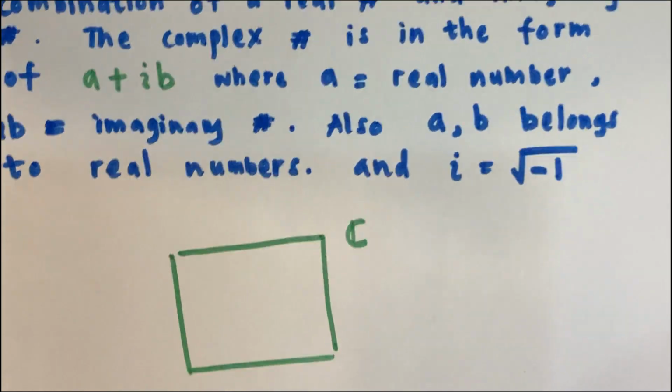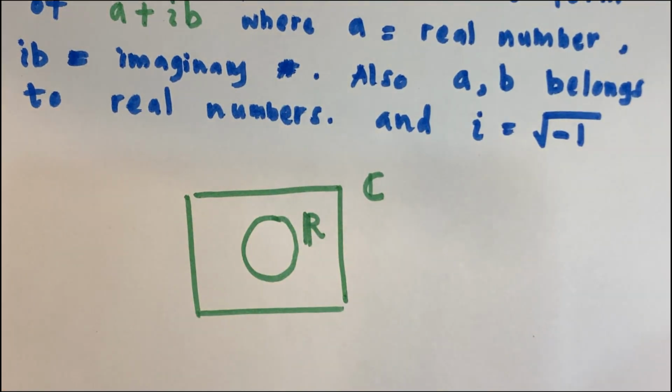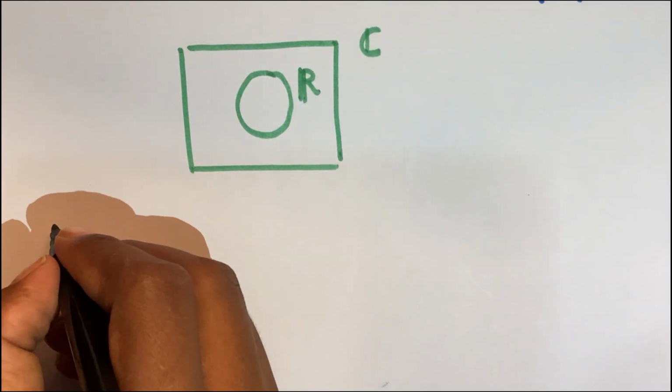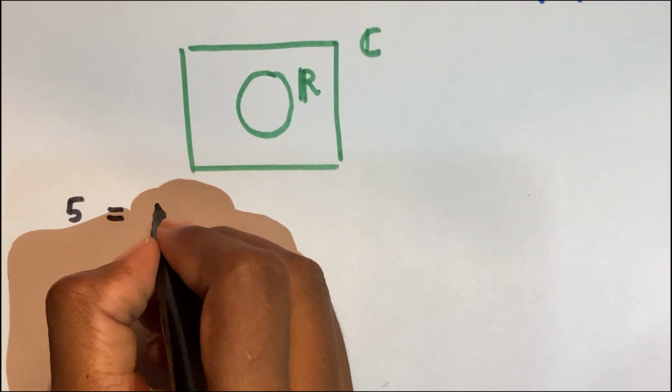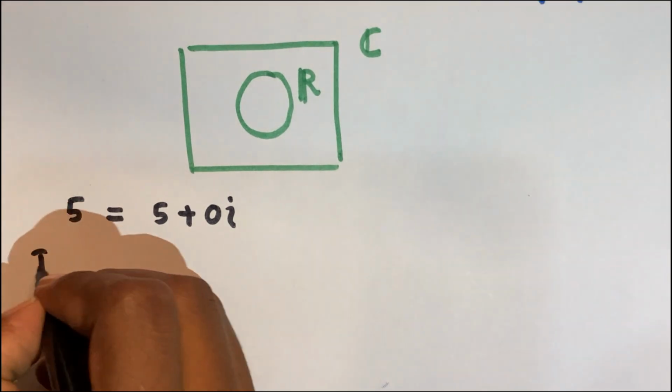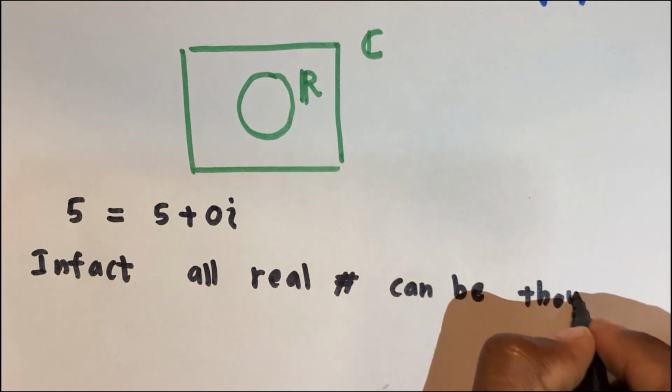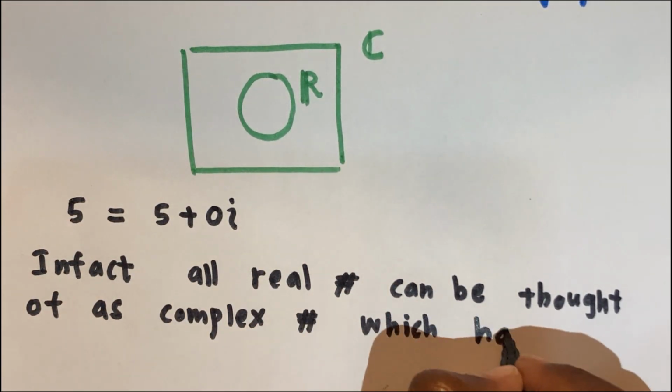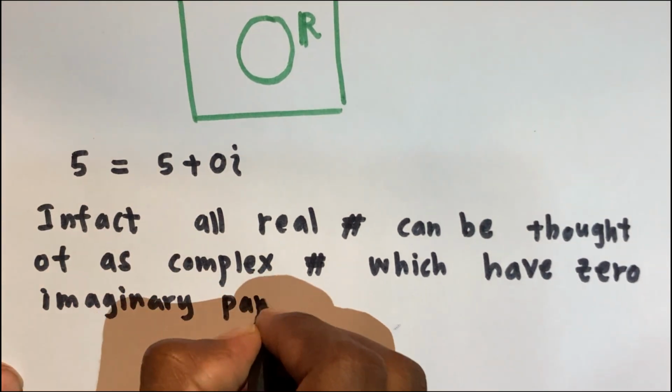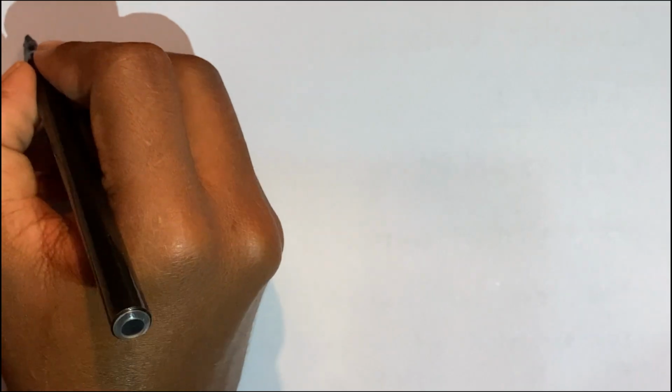In set notation, the set of real numbers can be written as a subset of the set of complex numbers. To help you understand better, example, 5 equals 5 plus 0i. In fact, all real numbers can be thought of as complex numbers, which have 0 imaginary part. Next let's explore. Example 1.